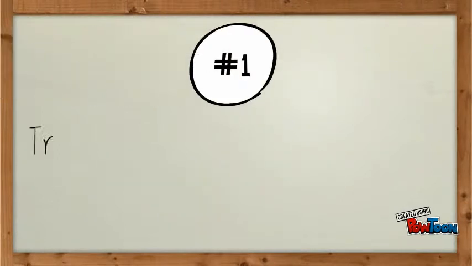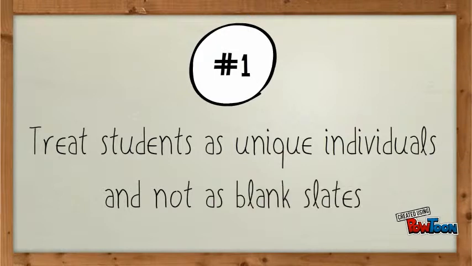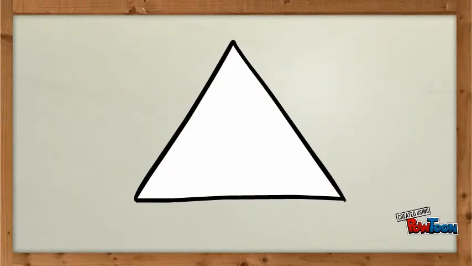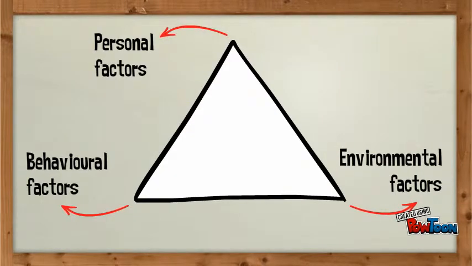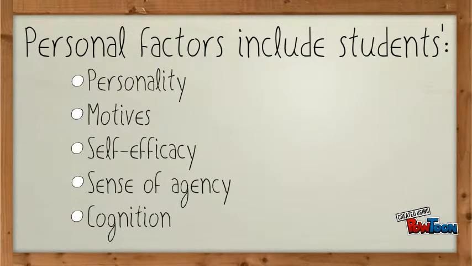Practical suggestion number 1, treat students as unique individuals and not as blank slates. Bandura's work tells us that personal factors affect an individual's behavior and actions. Remember that triangle with personal factors, behavioral factors, and environmental factors. Personal factors include students' personality, motives, self-efficacy, sense of agency, and cognition.